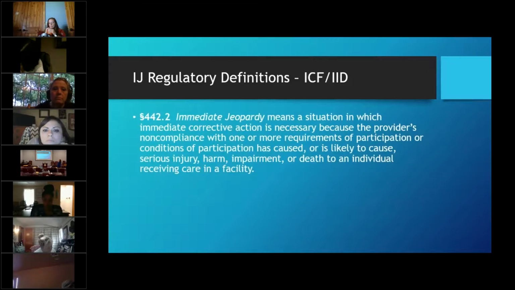Okay. Regulatory definitions. Yeah, and now as I'm starting to run out of voice here, so.